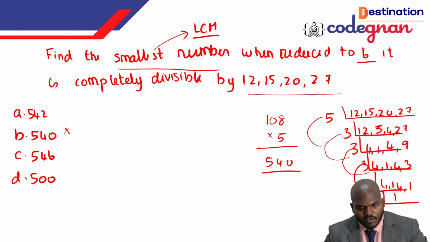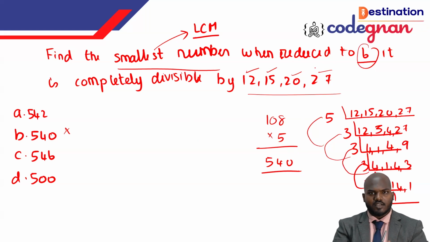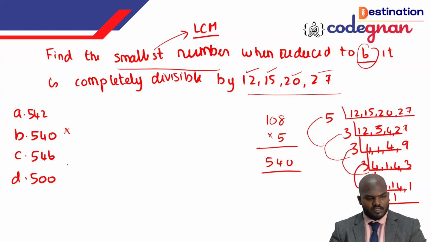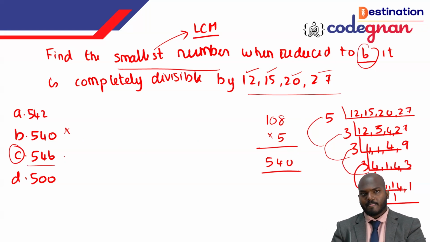They are saying the number is reduced by 6. It is reduced by 6 means the remaining number is completely divisible. You can say 540 is completely divisible by 12, 15, 20 and 27. But they are asking for the smallest number that is reduced by 6, so what is the original number? That is 546. 546 reduced by 6 becomes 540, and 540 is completely divisible by 12, 15, 20 and 27.